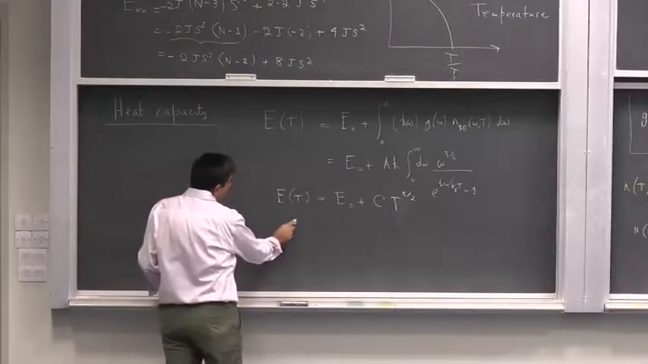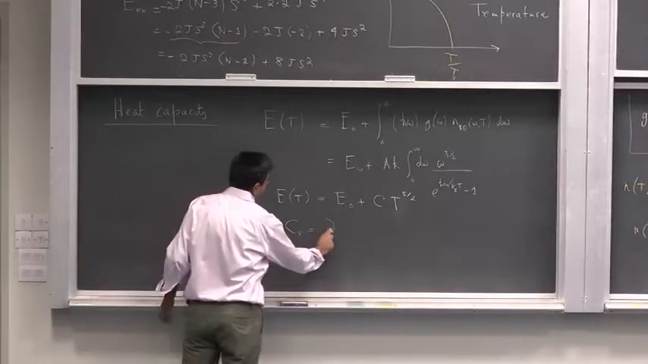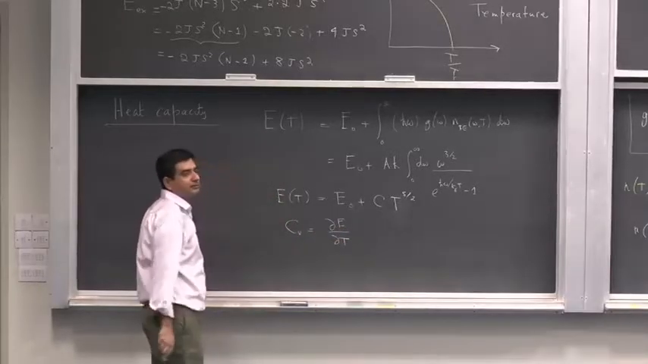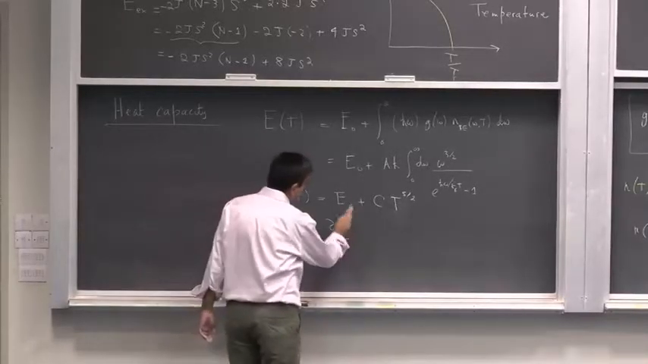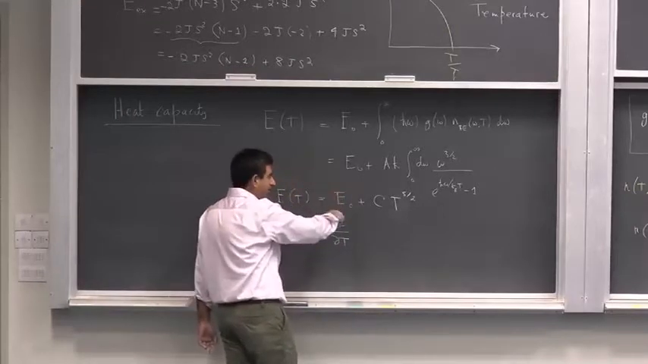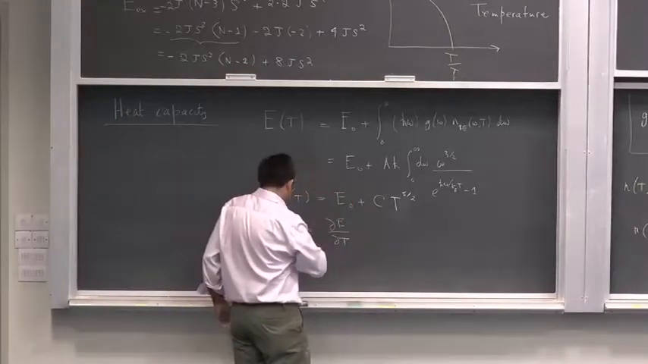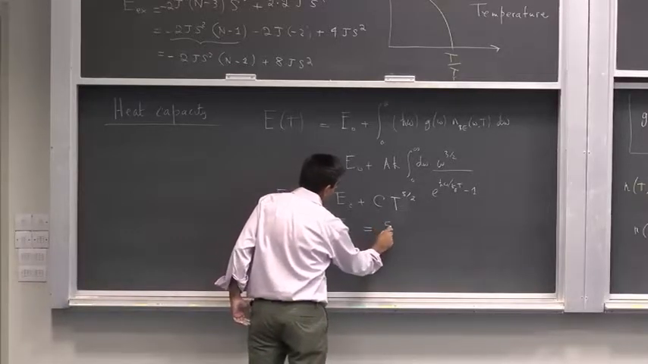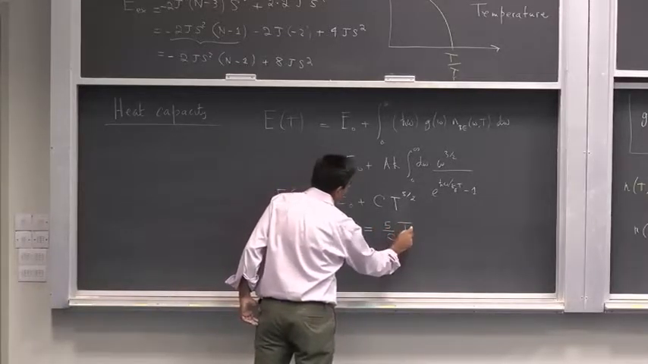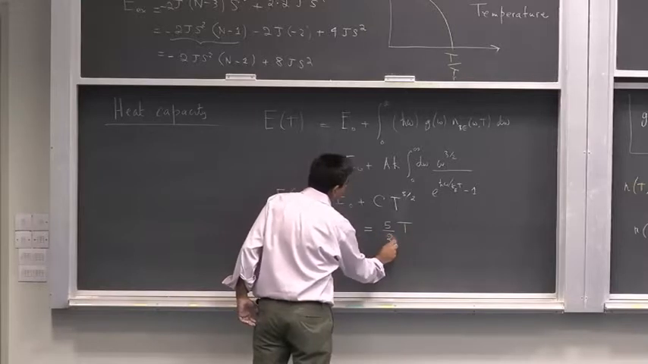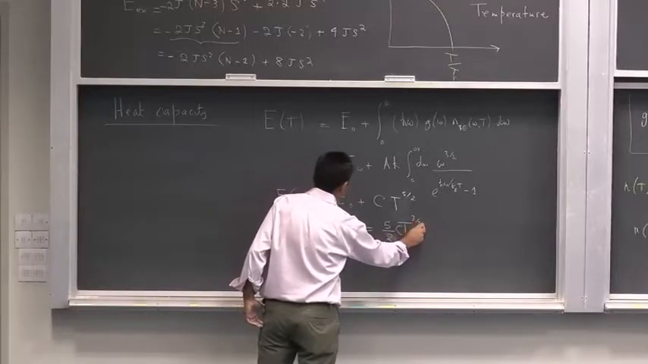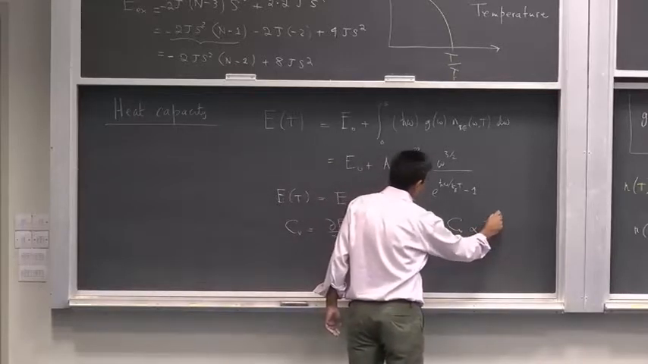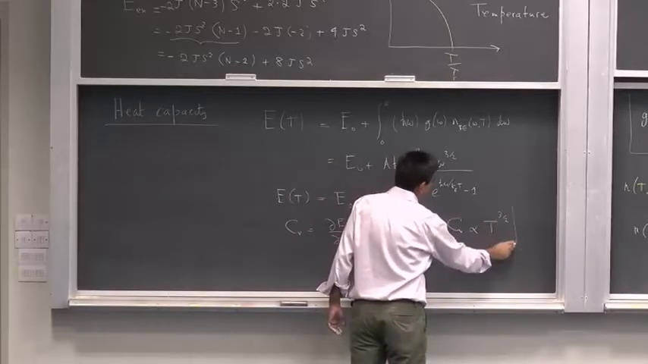Now we can calculate the heat capacity. And that will be, this is the 0 point energy, it's immaterial. This is going to be 5/2 C, 5/2 C, T to the 3/2. So the heat capacity is turning out to be proportional to T to the 3/2.